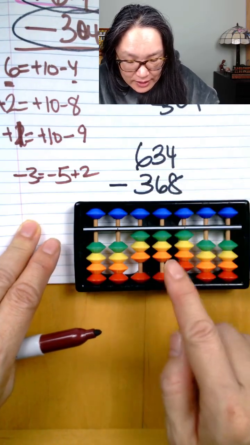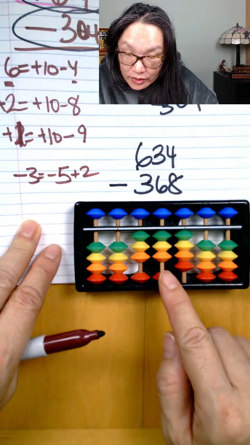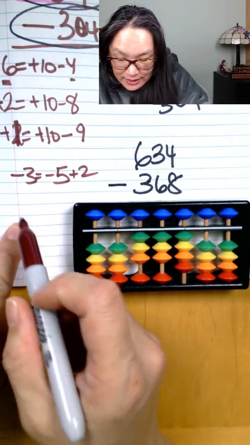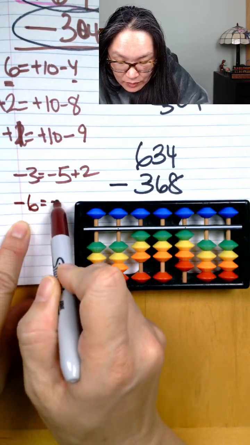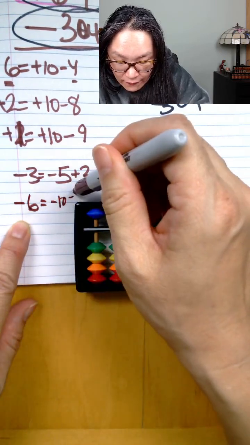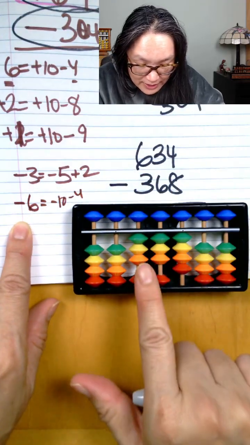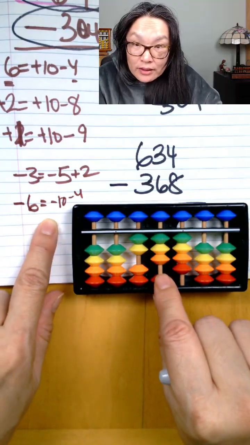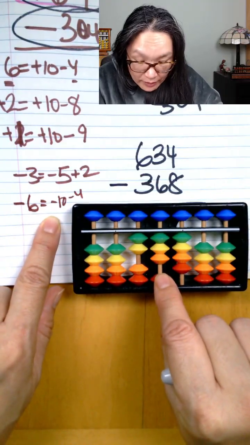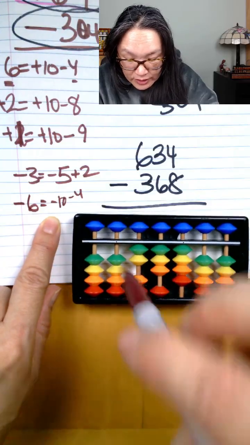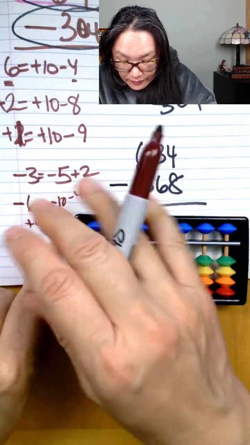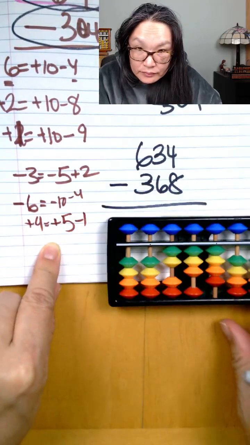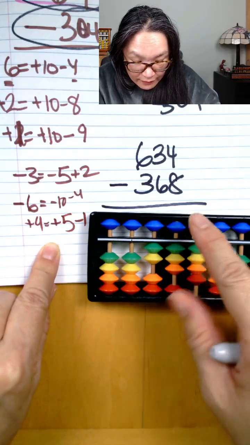Minus 6. Is there enough to take away the 6? No, there's not enough to take away the 6. To minus the 6 is equal to minus the 10 plus the 4. So minus the 10 and then plus the 4. Oh, I don't have enough beads. But remember how to plus the 4. I need to plus the 5 minus the 1. So I plus the 5 minus the 1.